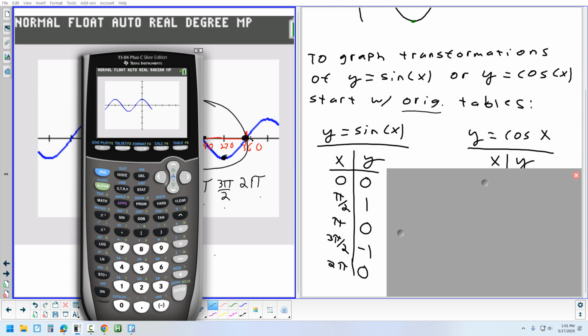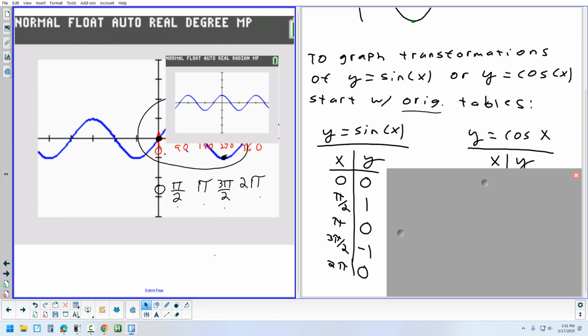Okay, I'm going to try to put it on the screen. We'll see if it works. Yep, that's it.